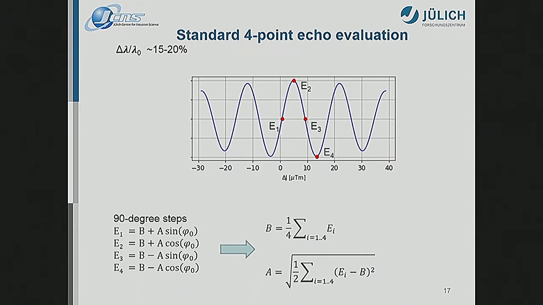Most of the spin echo instruments are built on reactor sources where the monochromatization is still pretty good. It's about, say, 15-20%. And what they do is they can just measure 4 points along the echo group, and then using this simple algebra, they get the amplitude and the average, and that's it. In addition to the up and down signal, they're done.